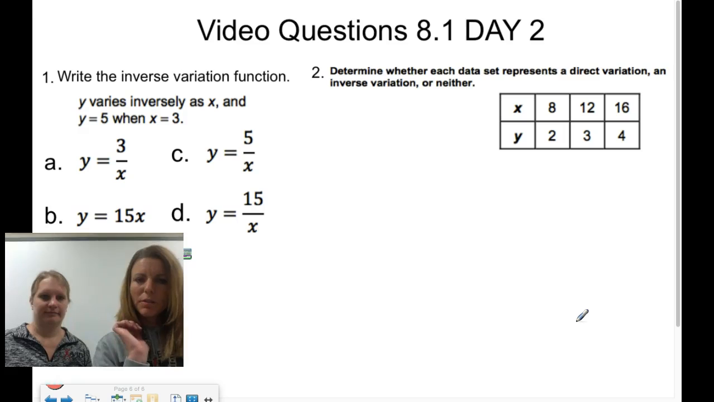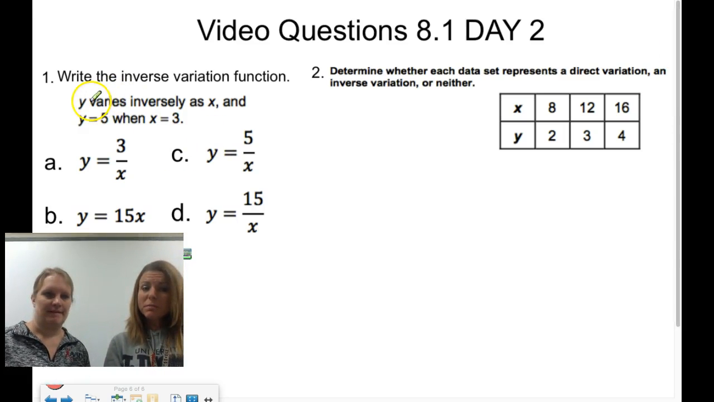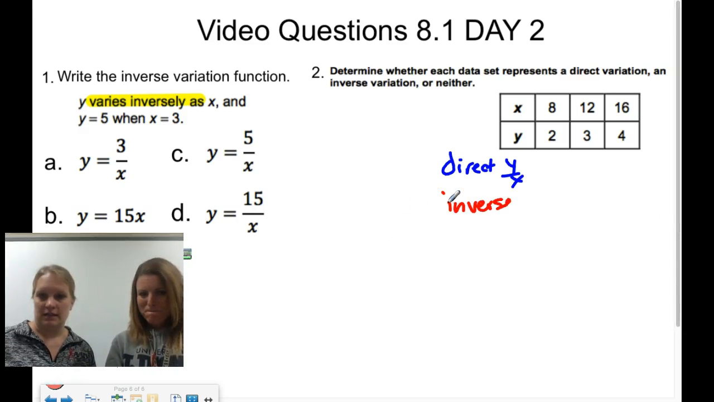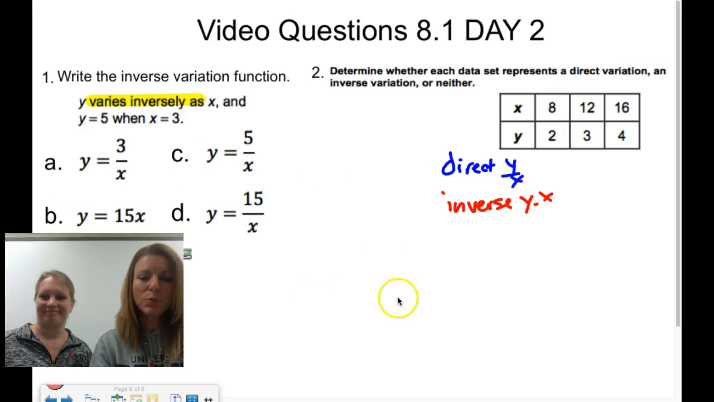Next page. Video questions. All right. So write the inverse variation function. It varies inversely. And then number 2, determine whether the data set represents direct, inverse variation, or neither. So remember, direct is y over x, and inverse is y times x, or x times y. Okay. See you tomorrow.